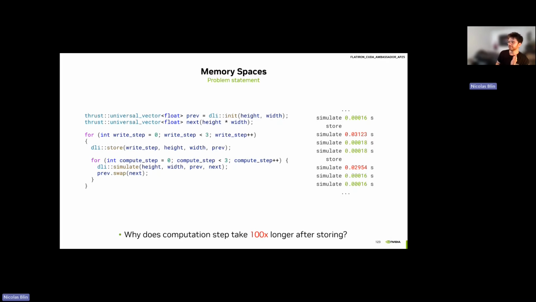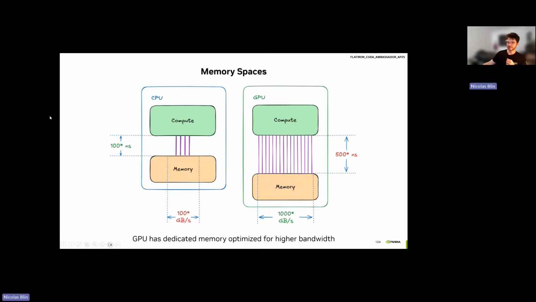So why, after a store to disk, is our simulation step slower than when we're just doing more simulates after a first one? Simulates usually take just a few milliseconds, as we can see, but when it's just after a store, it now takes 100x longer. And that's weird. Why is our simulation slower when it comes after a store? That's why we need to remember the difference between memory spaces.